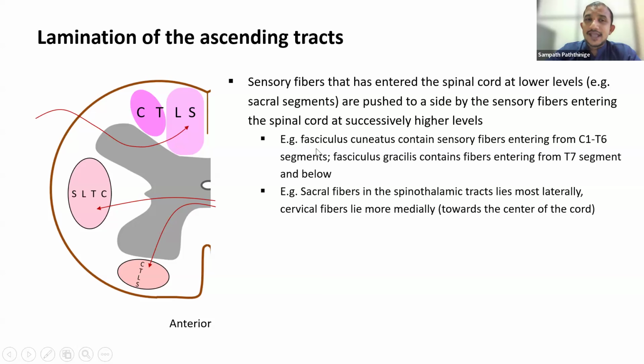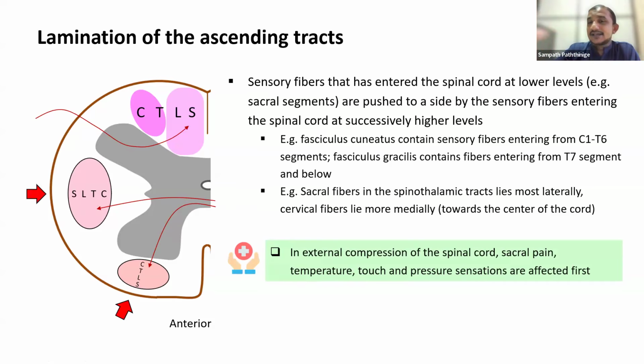And in the case of the spinothalamic tract, this is the one which is more important clinically. You can see they have fibers which are crossing and coming from this side. The sacral fibers are pushed toward the periphery, and the cervical fibers, which enter the spinal cord last, are toward the center. This knowledge is important, because if the spinal cord is compressed from the outside, what will be affected first would be the sacral sensation.